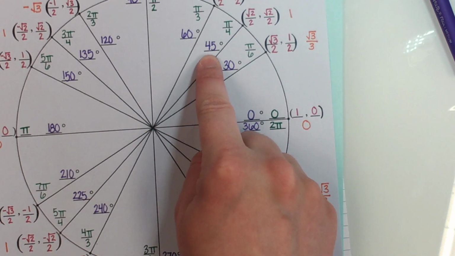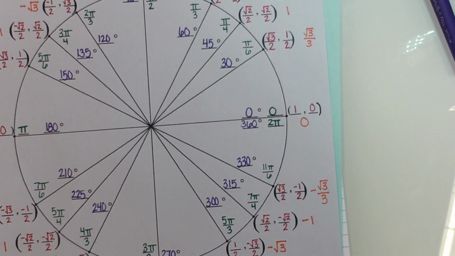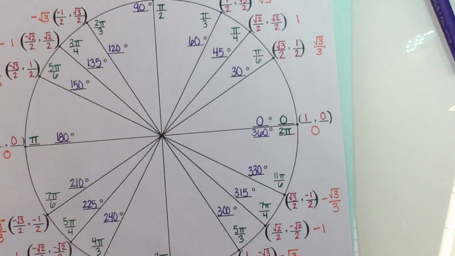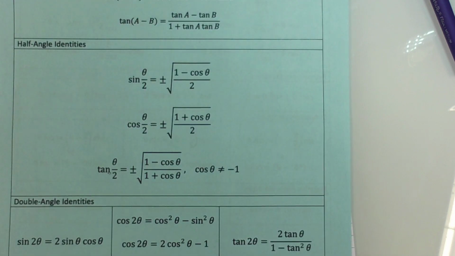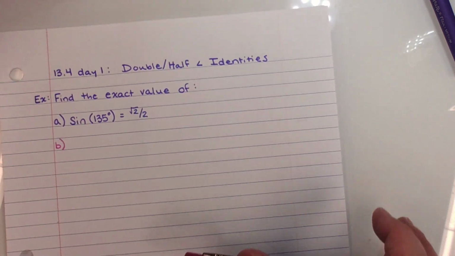Half of 45? 22.5. Also not on the unit circle, but half of 60? 30. On the unit circle, I wouldn't need to use a half angle identity for half of this one. Half of 90, 45. So we're actually limited on what angles this will pop up on. We could do things like sine of 15 degrees using a half angle identity, but it's easier to use the sum or difference at that point.